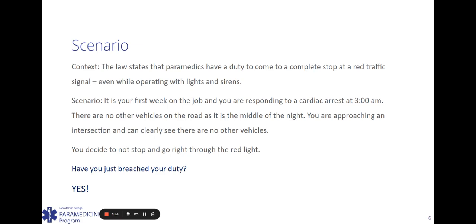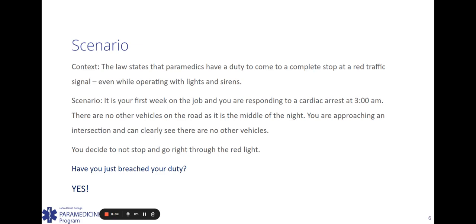Well, again, a quick and easy answer would be technically yes. Paramedics have a duty to come to a complete stop at a traffic light, even while operating with lights and sirens. This is established by the law and is a crucial aspect of our duty as paramedics. Of course, consider the scenario of a paramedic responding to a cardiac arrest at 3 a.m., the only vehicle on the road, approaching an intersection with a red light. Despite seeing this red light, we decide to go right through.